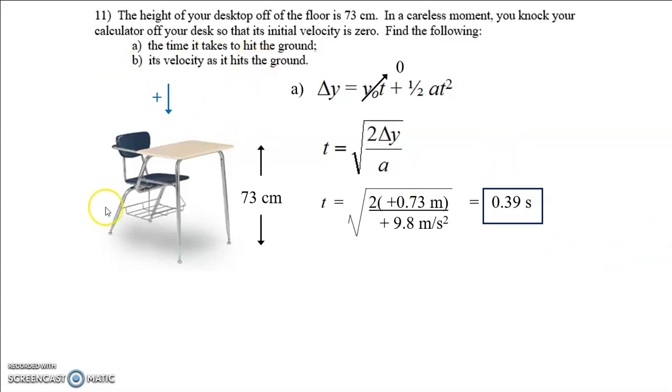Part B asks for its velocity as it hits the ground. Now notice the wording there. It doesn't say its velocity after it hits the ground. I think we can all agree after it hits the ground, it's not going to be moving at all, so the velocity is going to be 0. But that's not what this problem asks.